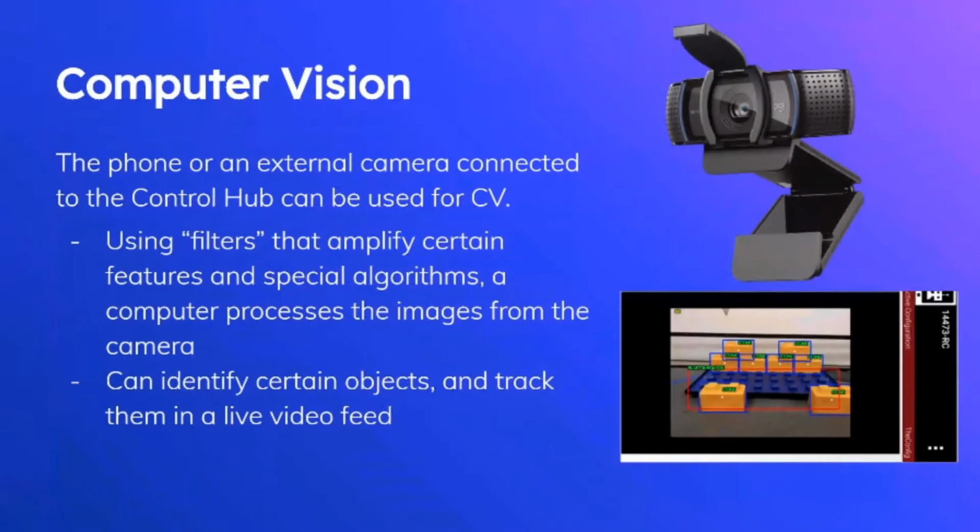Next, we'll talk about computer vision. The phone has a camera that we can use, or we can use an external camera connected to the control hub, and we can use that for computer vision. We take in those images and videos from that camera, and using filters that amplify certain features and special algorithms, the computer processes these images and is able to identify certain objects and even track them in a live video feed. It's really cool.